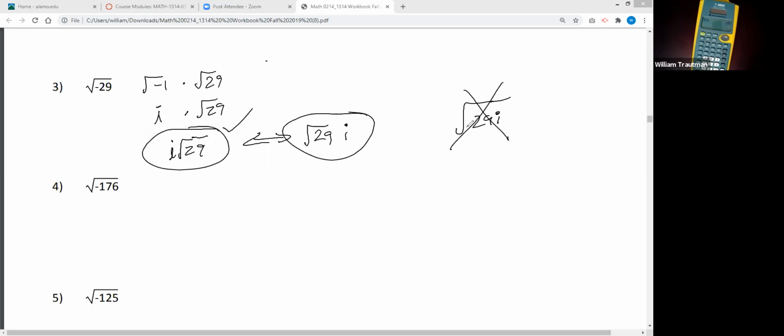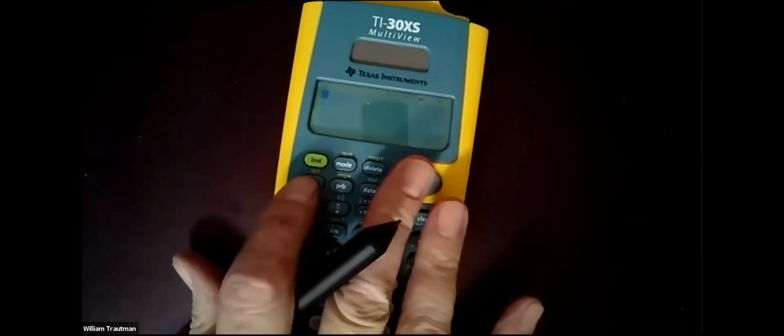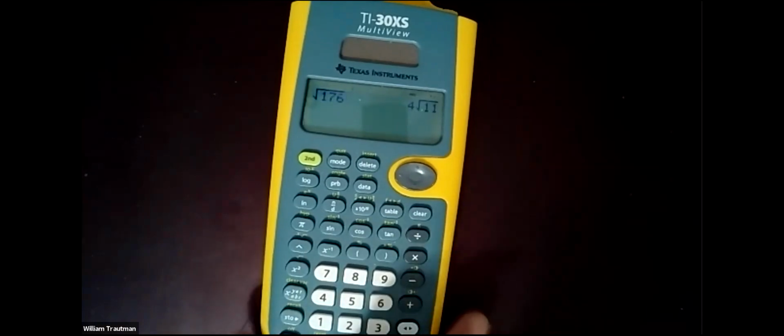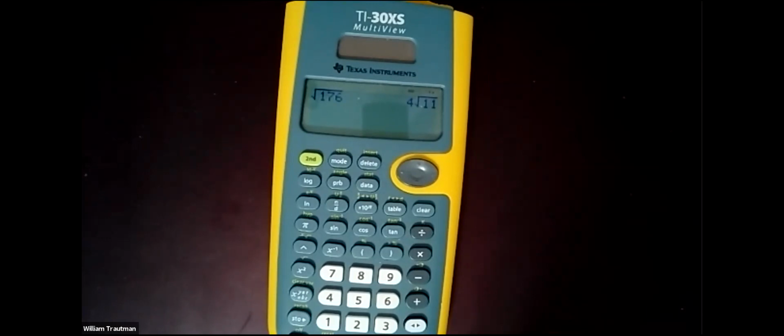All right, so number 4. Square root of -1 times the square root of 176. Well, let's put the square root of 176 in our calculator. So there's a lot of calculator stuff here. Square root of 176 on my calculator. And you're going to see it's going to turn into something. 4 square root 11. It turns into 4 square root 11.